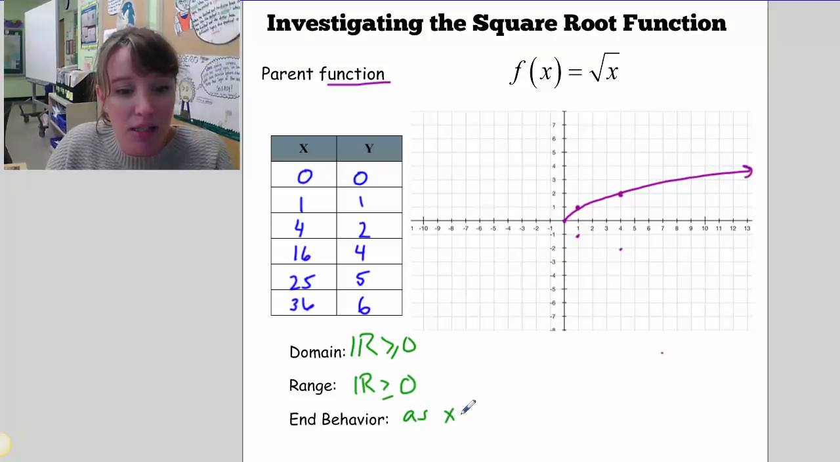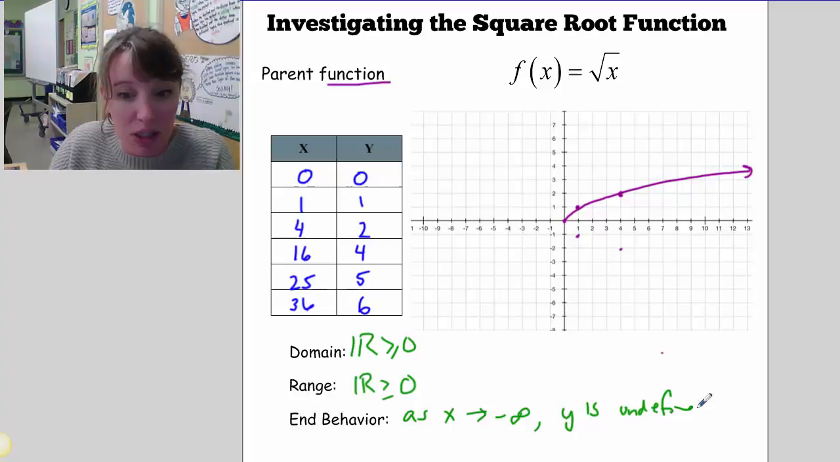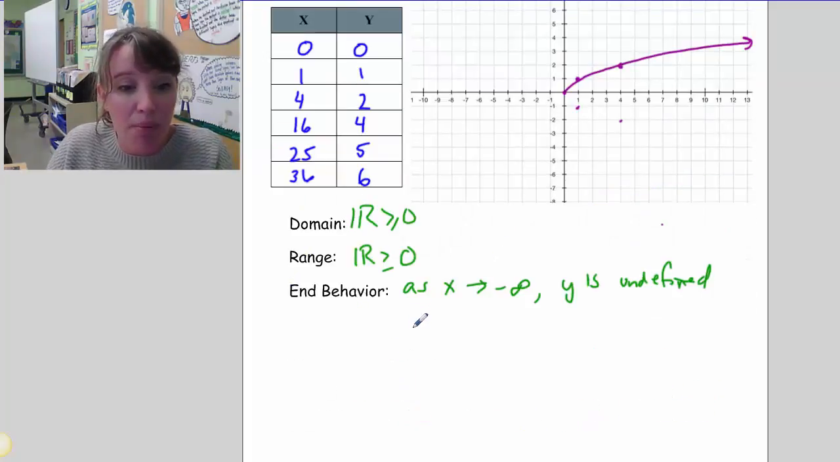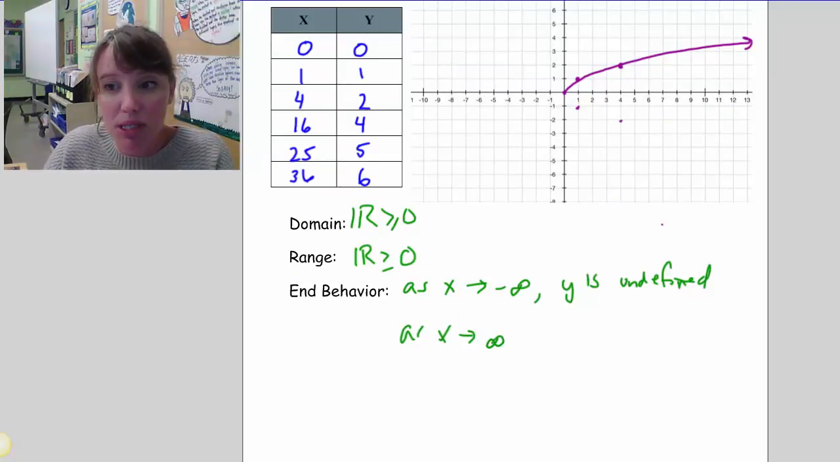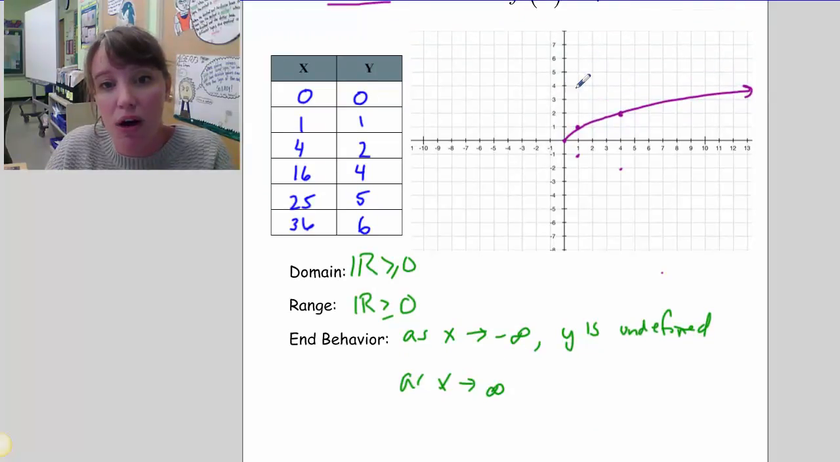As x goes to negative infinity, what happens here? Well, x is not allowed to go to negative infinity, so this is not even a consideration. So y is undefined, essentially, meaning we're not defining values of y when x is negative. But as x goes to positive infinity, it looks a little strange because the function sort of approaches a horizontal line here.